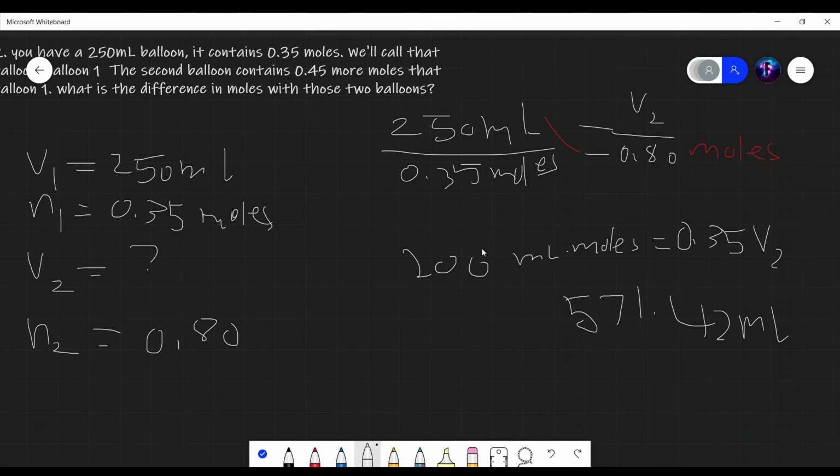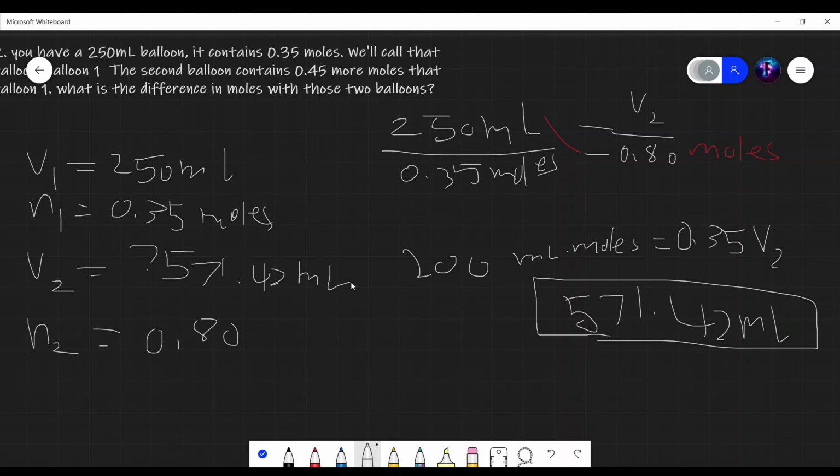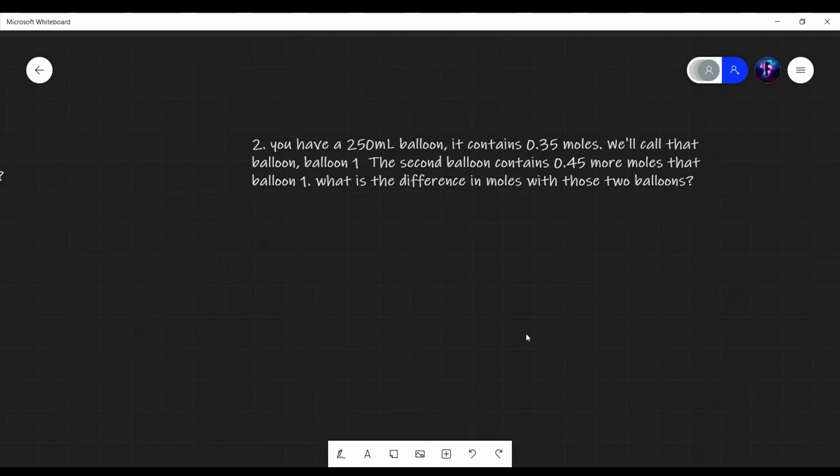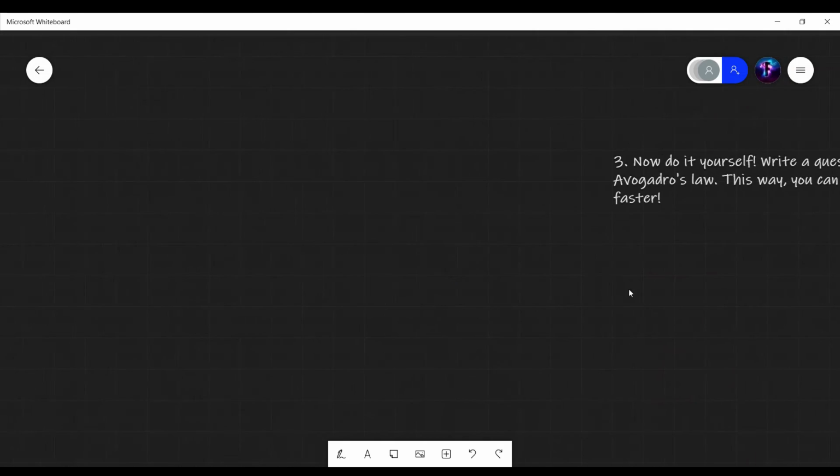Okay, so I hopefully didn't do it wrong. I'm going to double check. Yep. So our final answer is 571.42 milliliters. Hopefully you got that answer. And the last one, maybe hard for some of you, maybe easy, not sure, but this one, number 3.